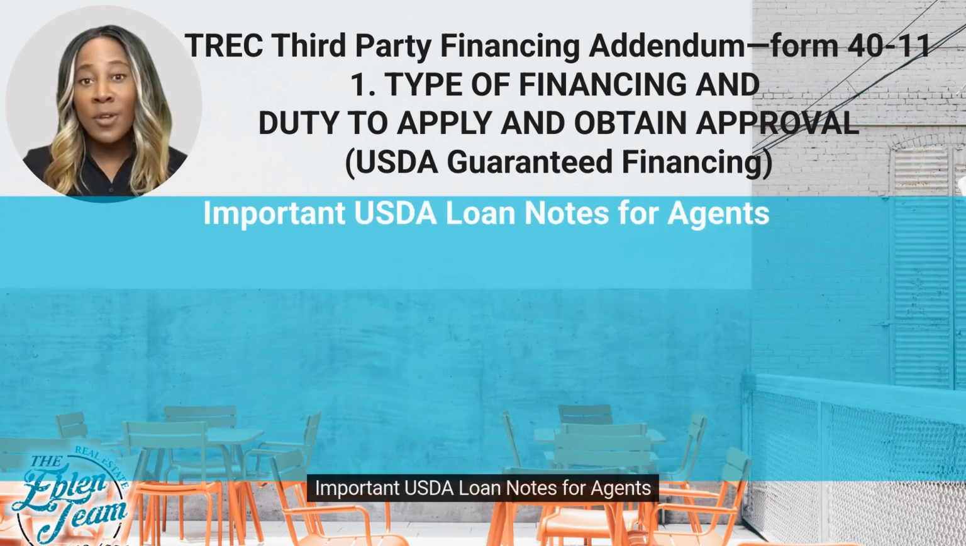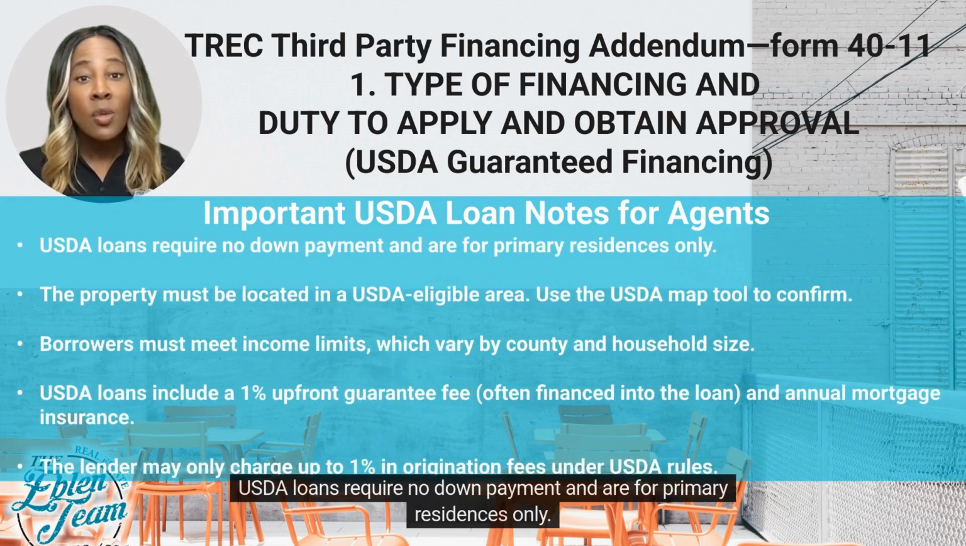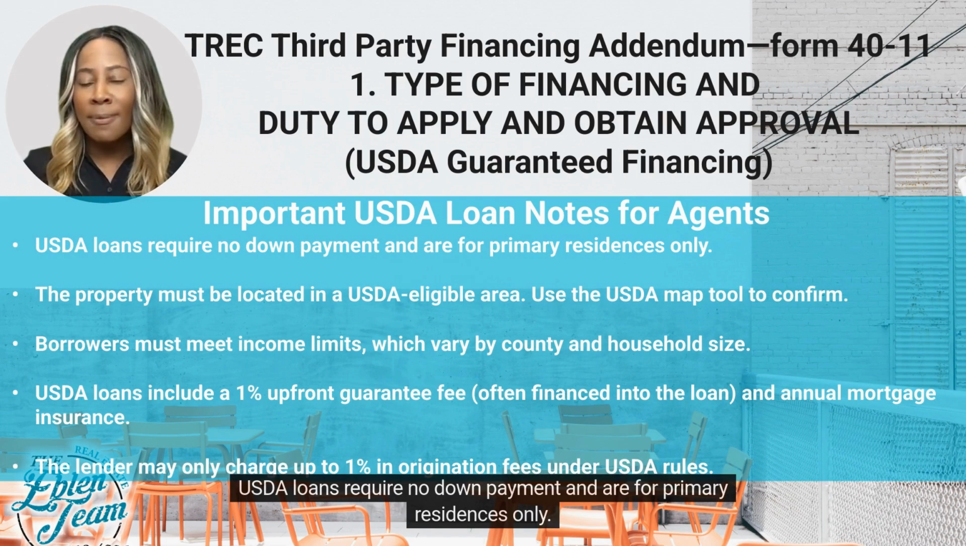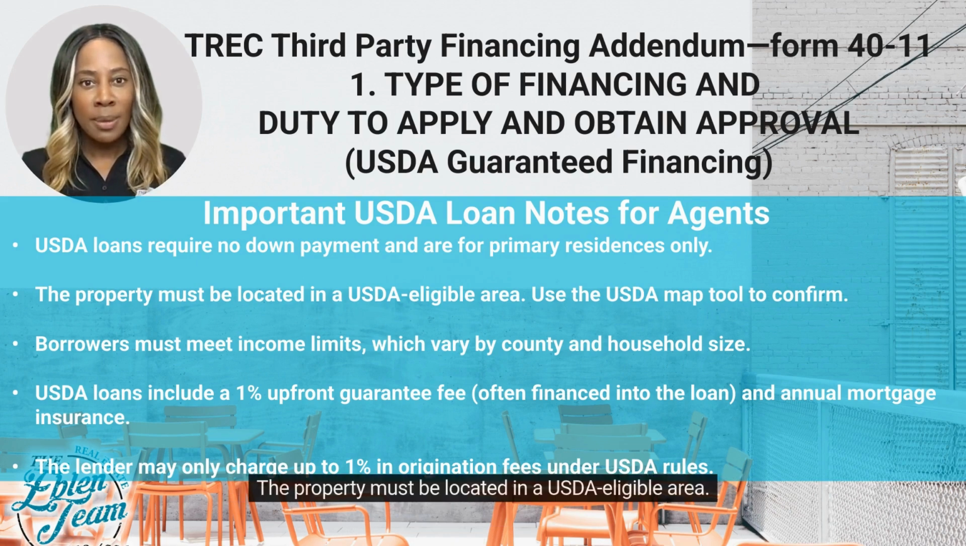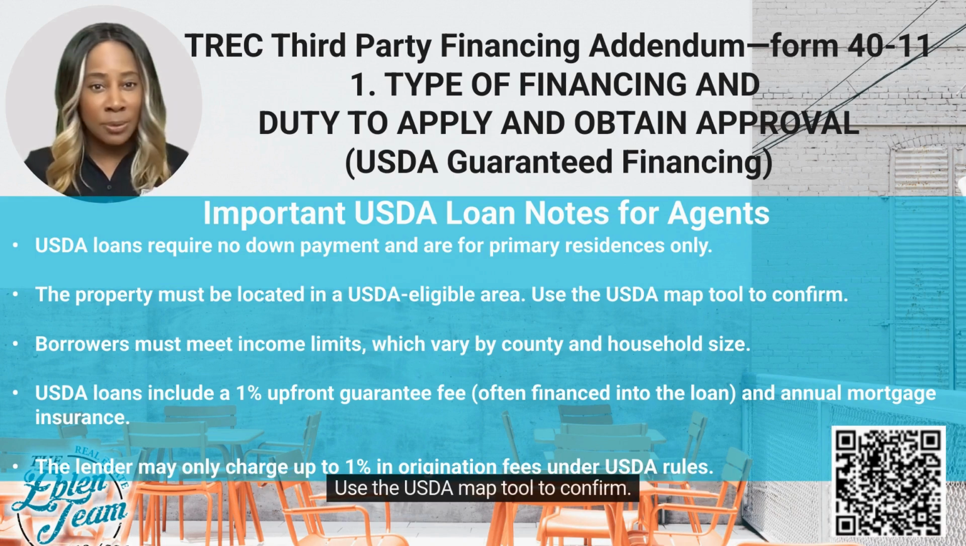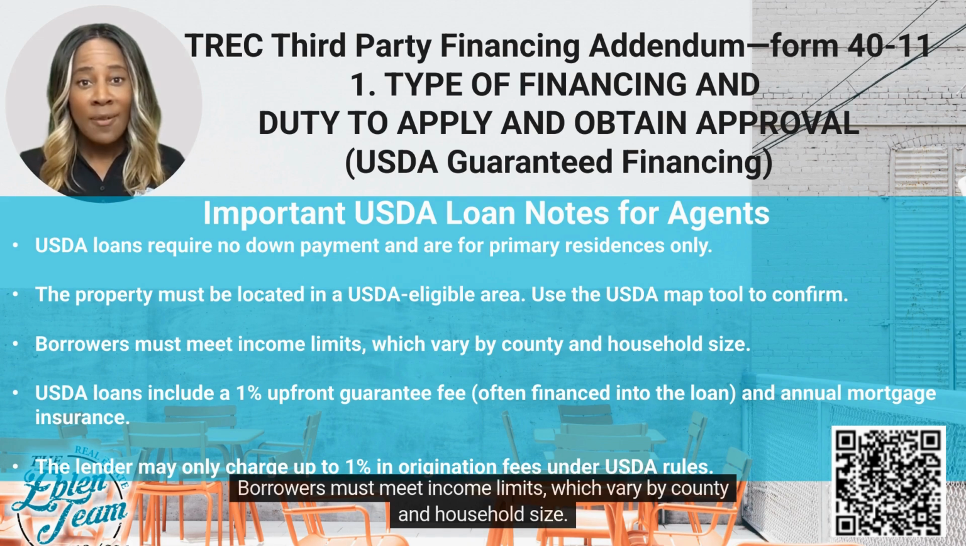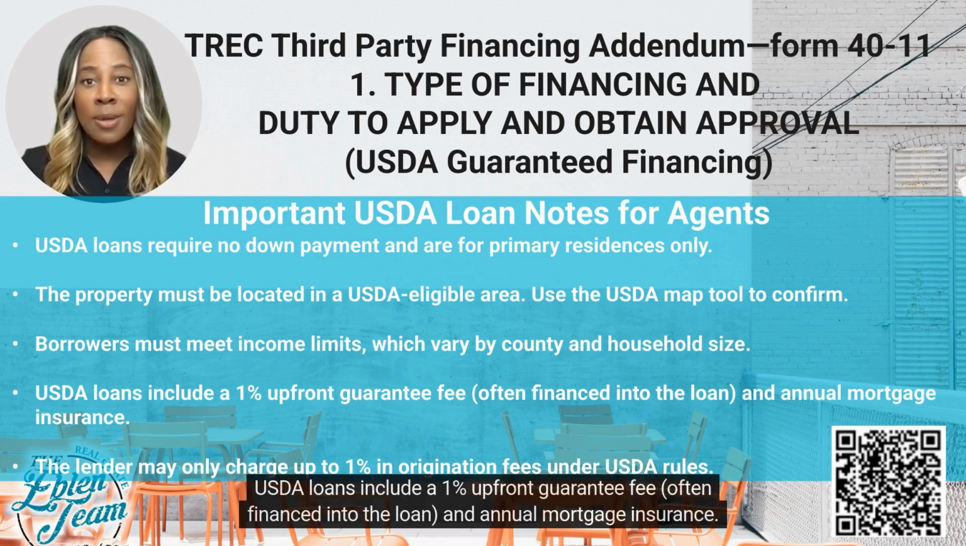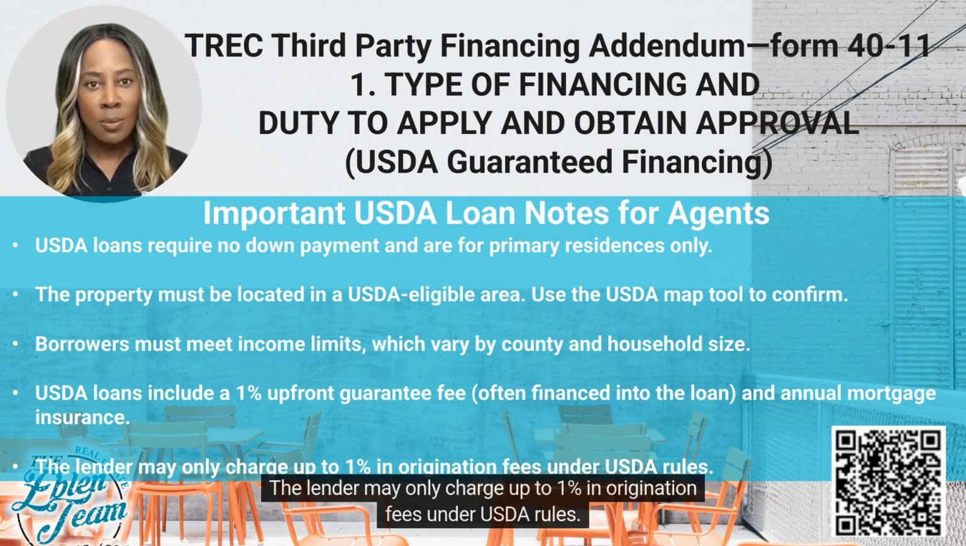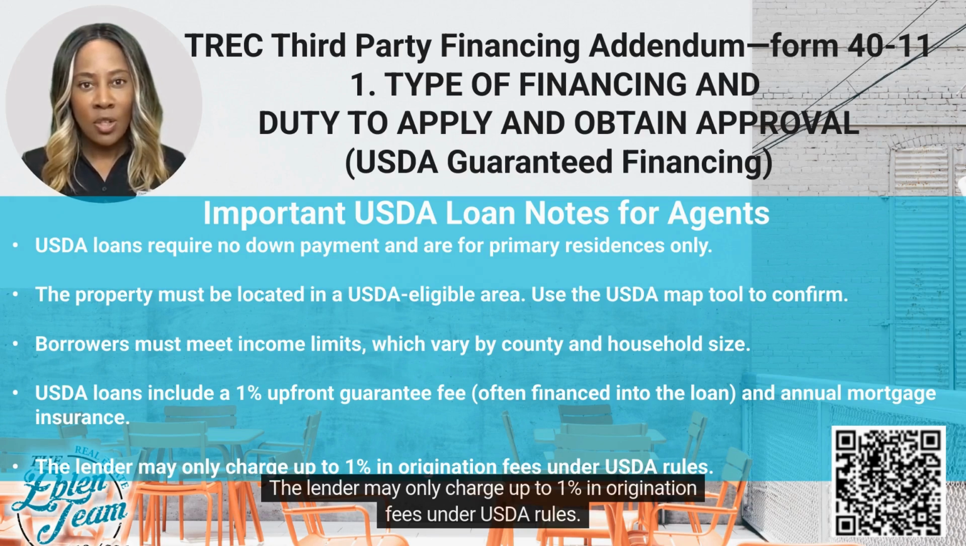Important USDA loan notes for agents. USDA loans require no down payment and are for primary residences only. The property must be located in a USDA eligible area. Use the USDA map tool to confirm. Borrowers must meet income limits, which vary by county and household size. USDA loans include a 1% upfront guarantee fee, often financed into the loan, and annual mortgage insurance. The lender may only charge up to 1% in origination fees under USDA rules.